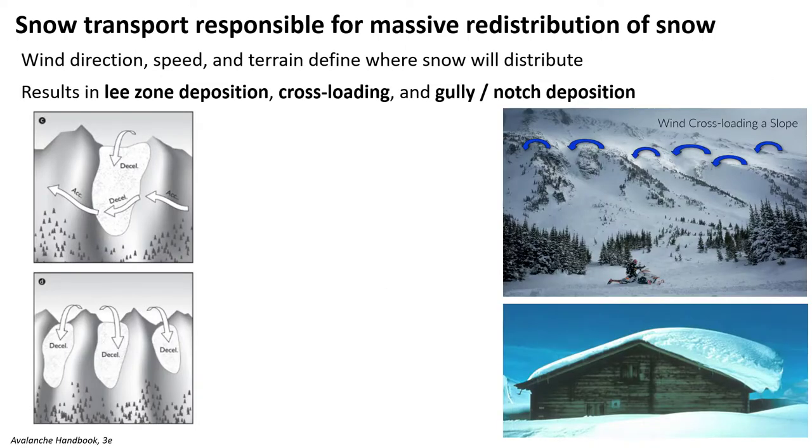So the actual transport of snow is complicated, as I'd mentioned, and wind direction, the speed, the terrain, they all contribute to defining where the snow is going to distribute. And typically what we see are lee zone deposition, so that's deposition on the leeward side of ridges. We get cross-loading, and so these come from your Avalanche Handbook, the 3rd edition. So what you're seeing here is wind coming from the prevailing side, so that's winds out of the west coming over the ridge, decelerating and depositing in this gully here, and then simultaneously you're getting a cross-loading effect.